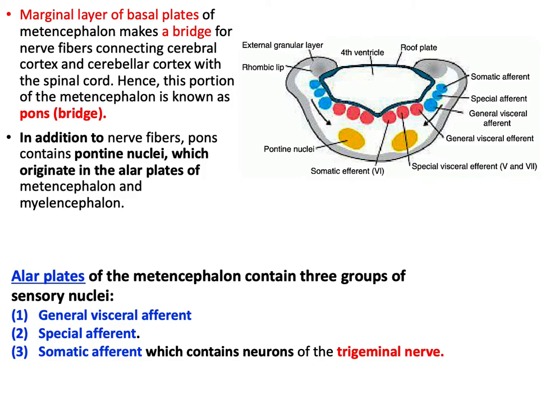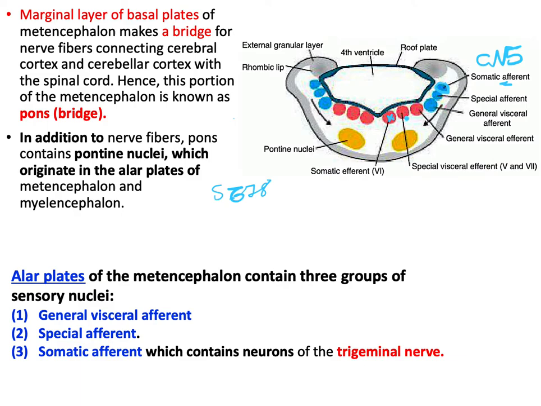which is a group of neurons. As I mentioned earlier, if this is somatic efferent, then the sensation will be on the other side, somatic afferent. When you say pons, that means cranial nerves 5, 6, 7, and 8. However, the somatic afferent will carry sensation from the face, which is through cranial nerve number 5.